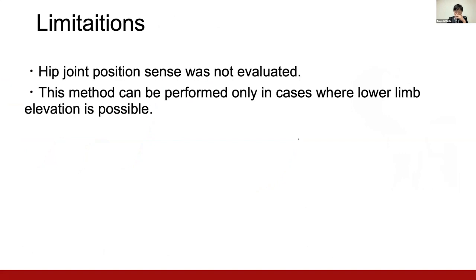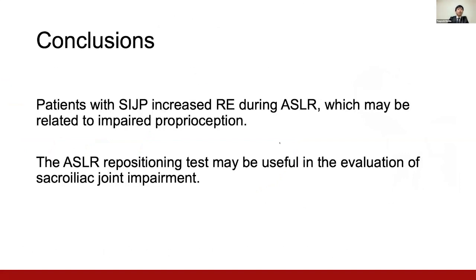Limitation. Hip joint position sense was not evaluated, and this method can only be performed if lower limb elevation is possible. Conclusion. A patient with SIJP increased repositioning error during ASLR, which may be related to impaired proprioception. And the ASLR repositioning test may be useful in the evaluation of sacroiliac joint impairment.